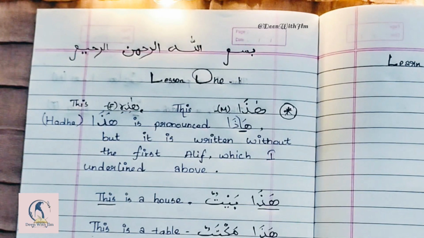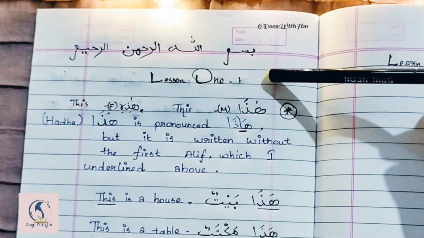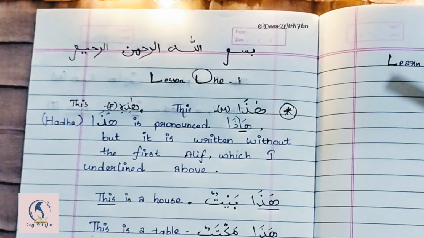First we are going to learn about the word hada. Hada is an Arabic word which is used to point out something nearer to the speaker or an object. Like in English we say this is a tree, this is a book, this is a house. The same form we use hada instead of this in Arabic. I'll give you an example.